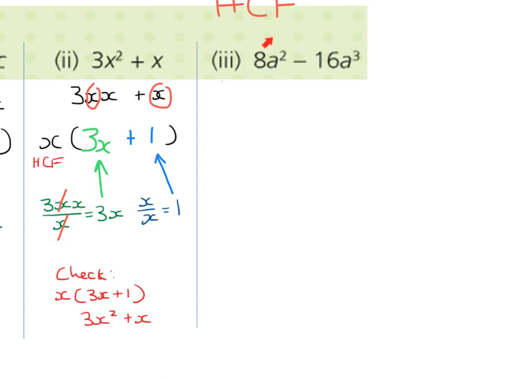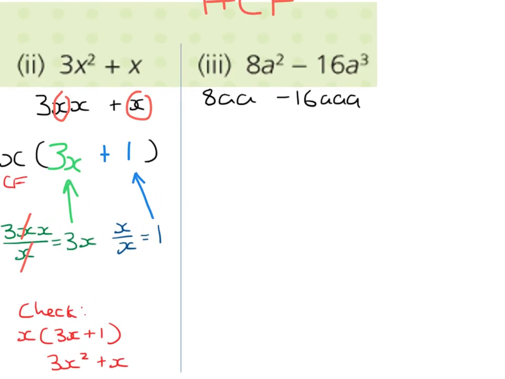Next we're going to factorize 8a squared minus 16a cubed. So again, we're going to expand any terms that have powers. So 8a squared we can rewrite as 8aa, and minus 16a cubed we can rewrite as minus 16aaa. So first of all, we have to look at the numbers. 8 and minus 16. So what's the highest common factor for 8 and minus 16? Well, that's going to be 8.